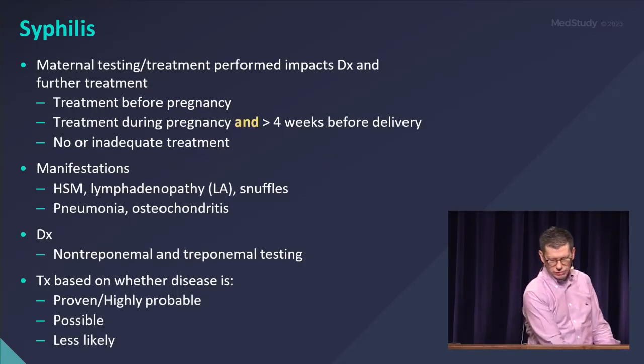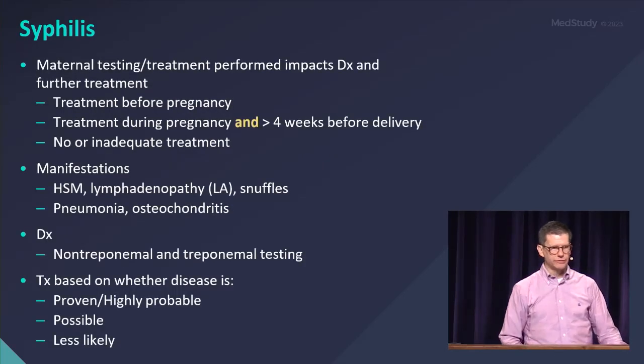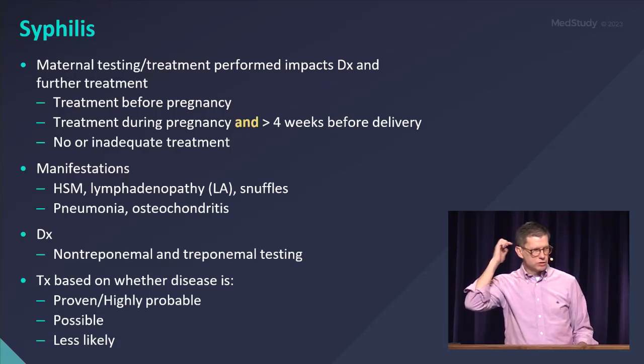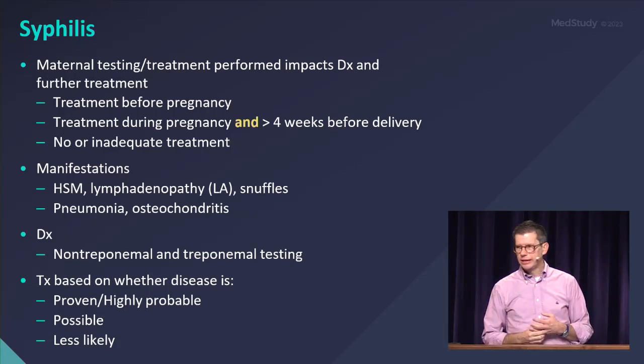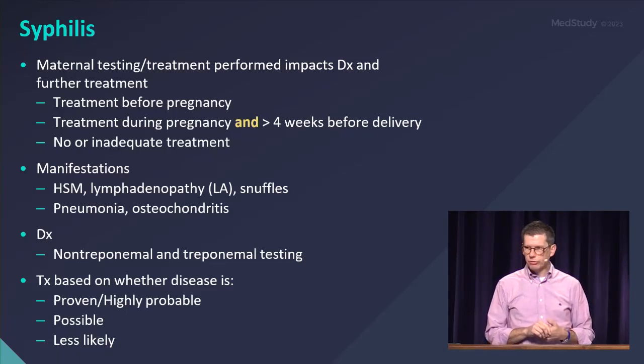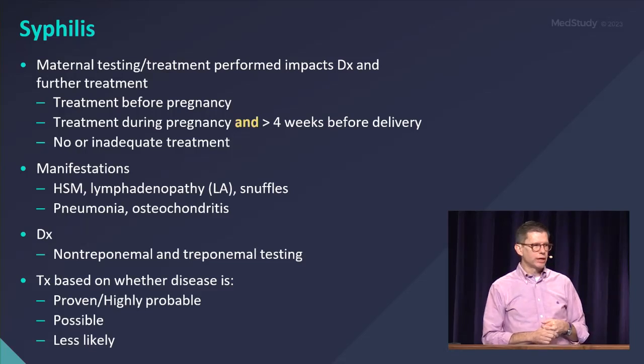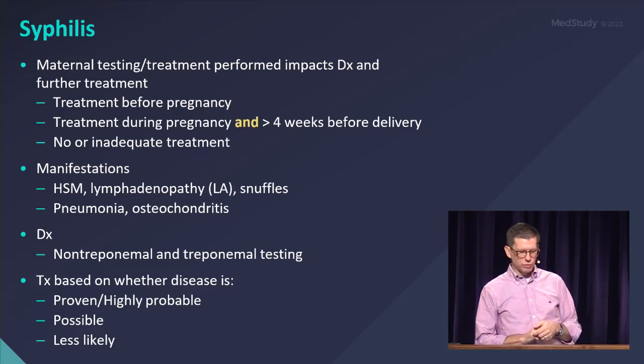All right, one of the other choices, right, we looked for an RPR, so think about syphilis. So this is where maternal testing and treatment goes a long way in helping us determine what we do for baby. So, right, whether the treatment was before pregnancy, if it was during pregnancy but greater than 4 weeks before delivery, or if it was less than that or had no therapy whatsoever.